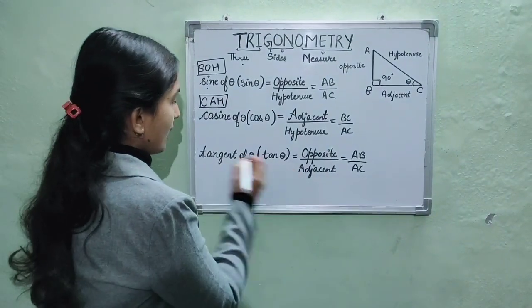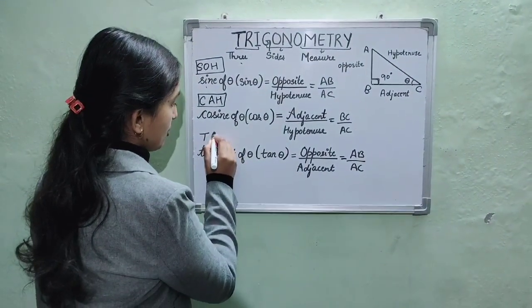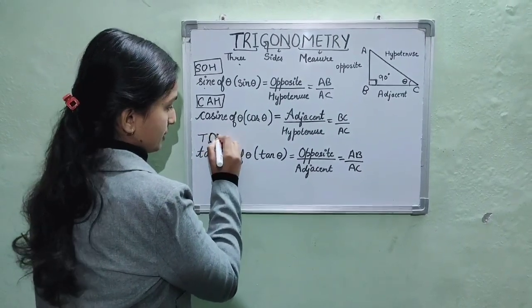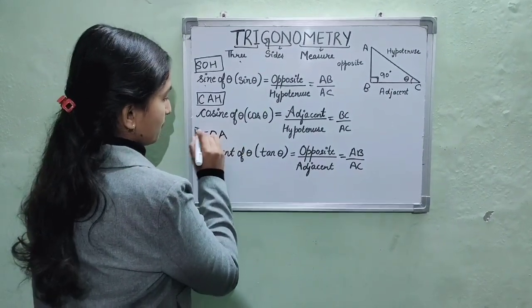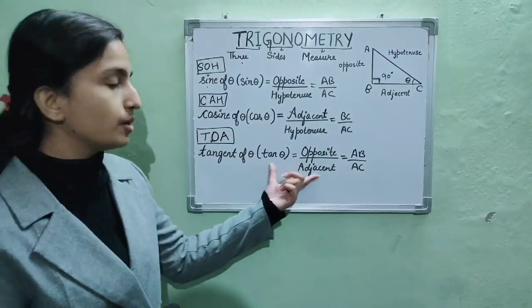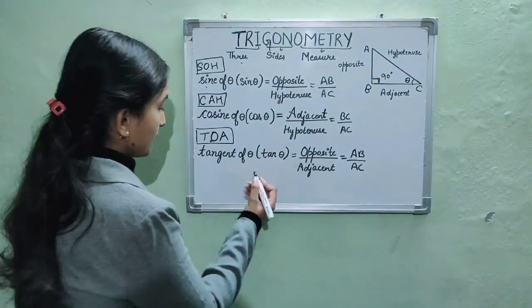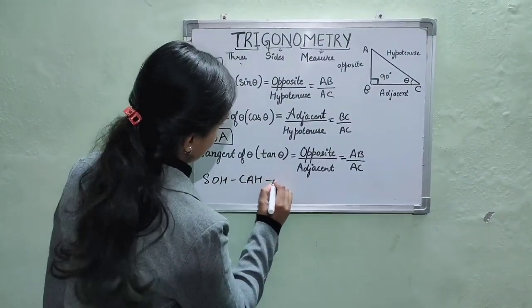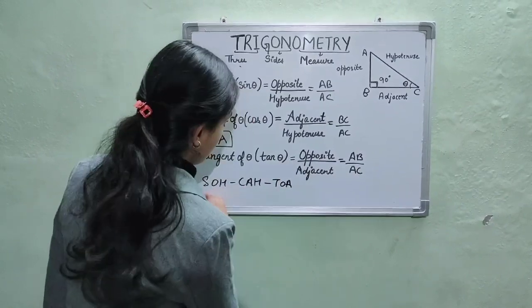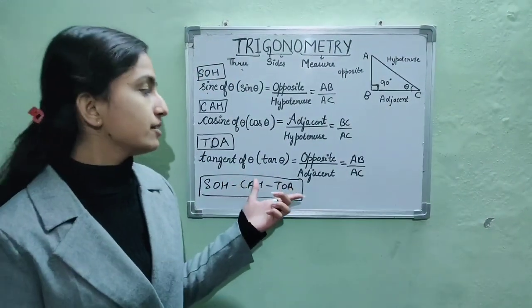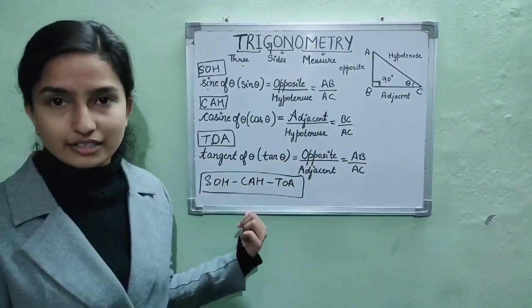Then we use T for tangent, O for opposite, and A for adjacent. So TOA is the term we use to remember the formula of tangent theta. That means SOH, CAH, and TOA are the terms we use to remember all these three trigonometric ratios, right? It's really simple, right?